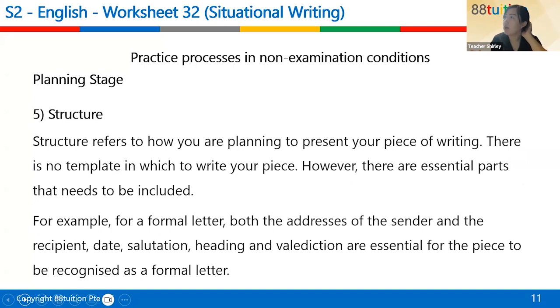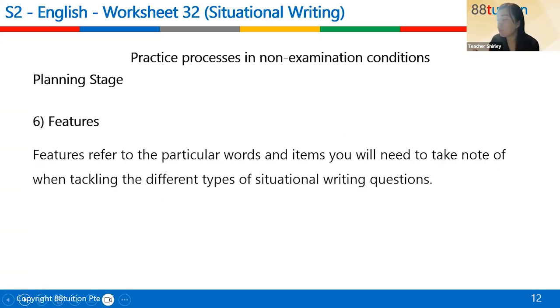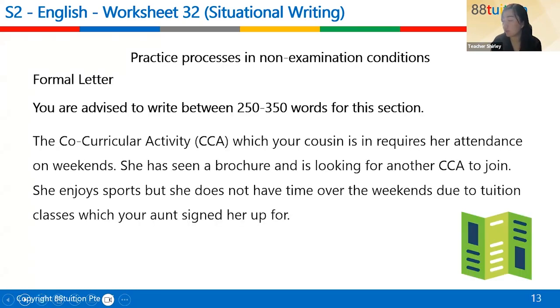If it's a letter, what are the different features that an informal letter must have? If it's an email, what are the different components that an email must have? So for example, a formal letter will have the addresses of the sender and the recipient. So these are the different essential parts that need to be included. Okay, structure. Lastly will be features. Features refer to the particular words and items you will need to take note of when tackling the different types of situational writing questions.